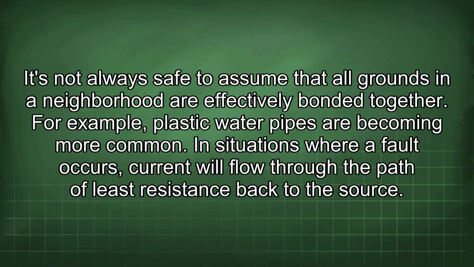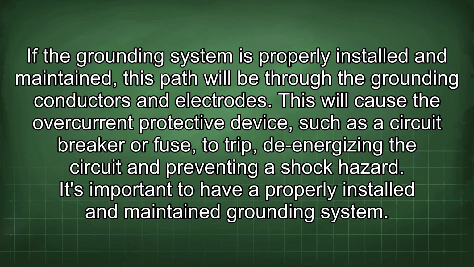In situations where a fault occurs, current will flow through the path of least resistance back to the source. If the grounding system is properly installed and maintained, this path will be through the grounding conductors and electrodes. This will cause the overcurrent protective device, such as a circuit breaker or fuse, to trip, de-energizing the circuit and preventing a shock hazard. It's important to have a properly installed and maintained grounding system.